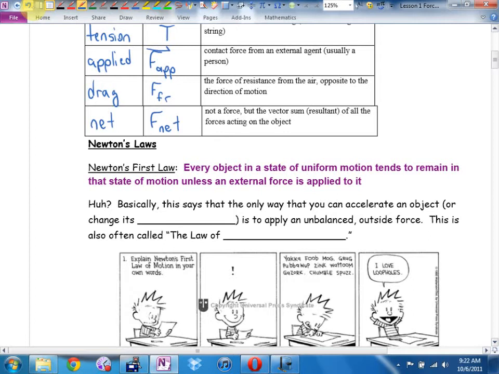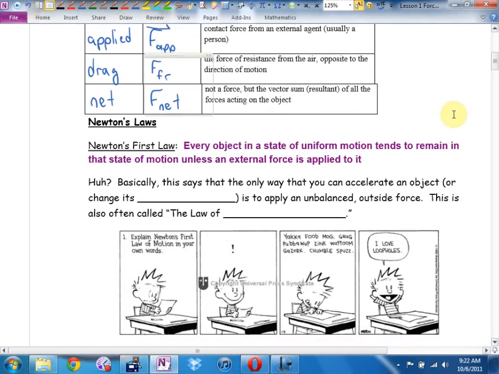What's his first law? Newton's first law says this. It's often phrased from the Latin, objects at rest tend to remain at rest. Objects in motion tend to remain in motion. The textbook that I stole this from said, every object in a state of uniform motion tends to remain in that state of motion unless an external force is applied to it.